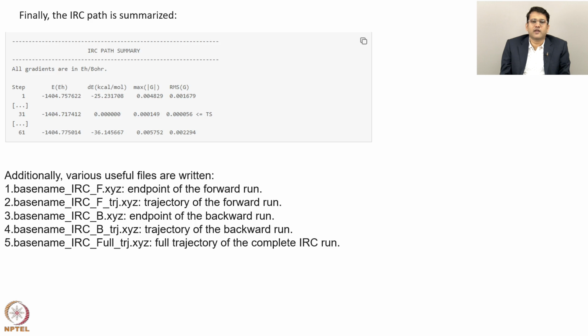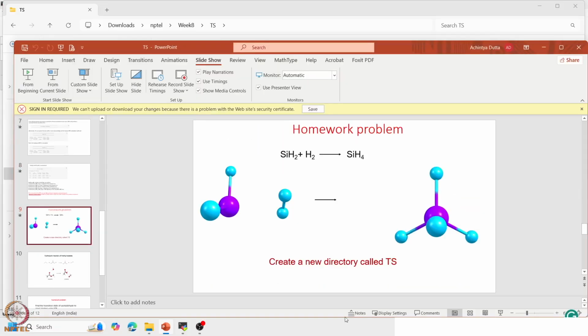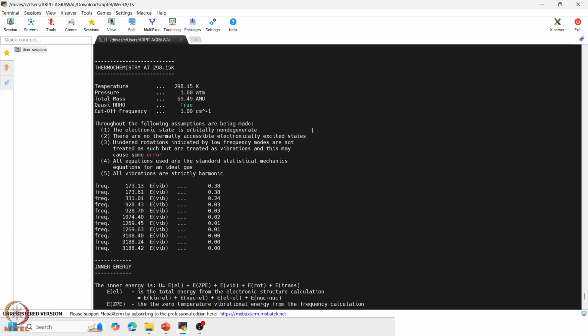So base name IRC_F is the endpoint of the forward run, so most probably it will be close to the product. The base name IRC_F_trajectory.xyz will be the trajectory. Similarly, base name IRC_B is the endpoint of the backward run, most probably corresponding to the reactant, and the corresponding traj.xyz contains the trajectory, and the full trajectory is contained in the full trajectory file. The endpoints of IRC are not fully optimized structures, and subsequent geometry optimization should be performed to obtain the final reactant and product structures. Okay, so let us now run an IRC calculation on the same geometry.